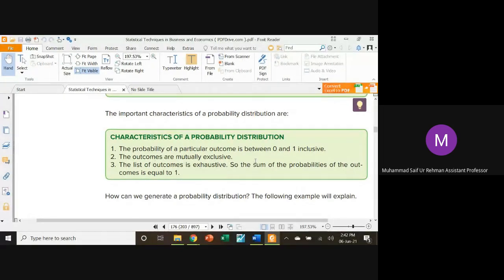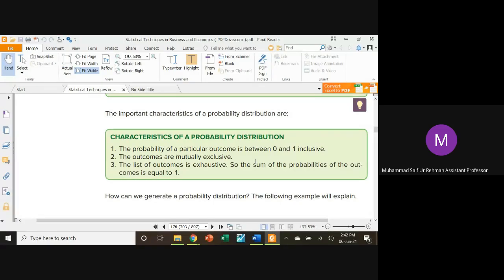The outcomes are mutually exclusive. So in case of probability distribution, outcomes are mutually exclusive. You are familiar with this concept that at one time, only one outcome will be there. So in tossing a coin, only head may occur or tail may occur, but both could not occur at the same time. So this is called the mutual exclusiveness.